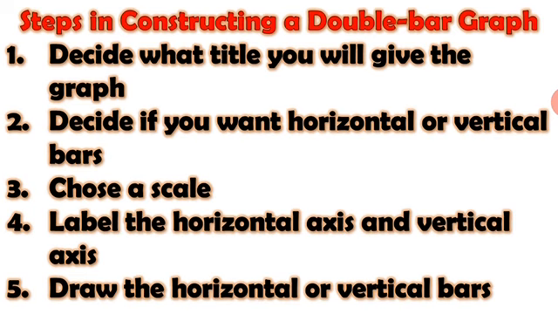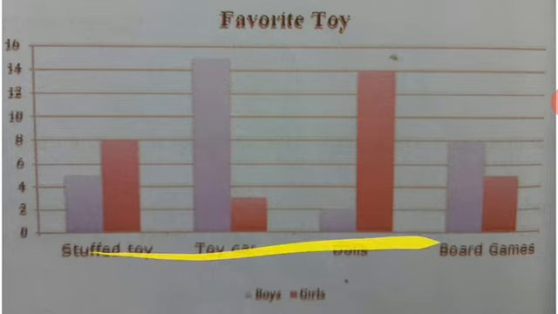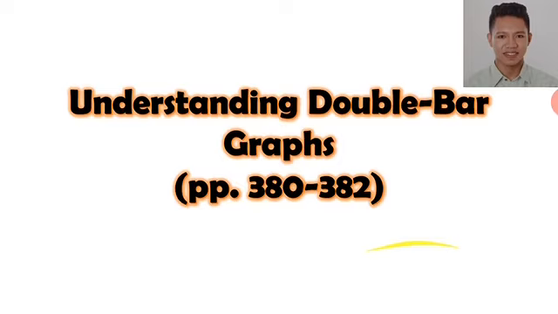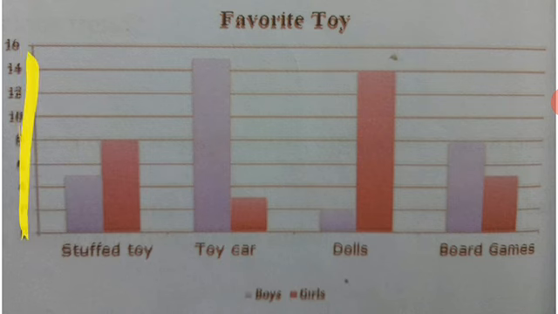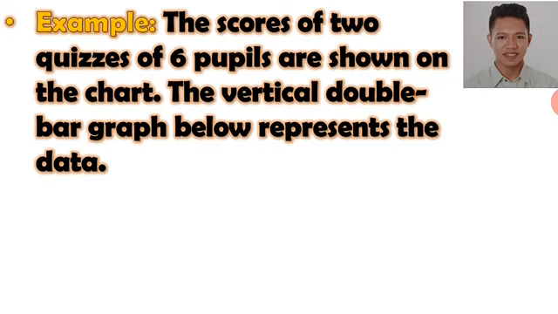Next is label the horizontal axis and vertical axis. The labels here are the type of toy and the number of toys. This is the horizontal axis, and this one is the vertical axis. Then draw the horizontal or vertical bars. After you label, that's the time to draw. So here is the example.